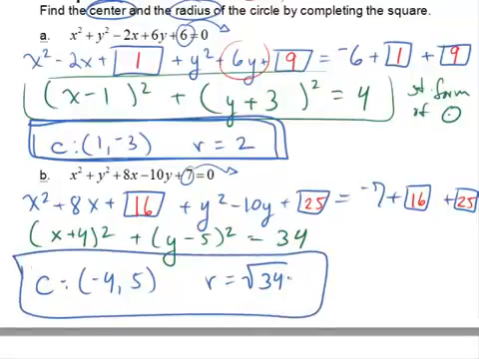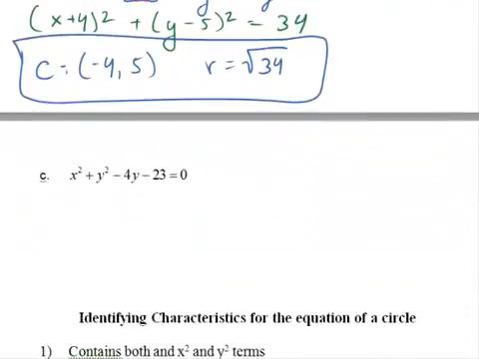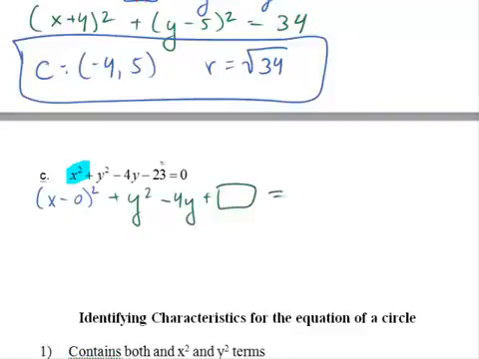Decimals are okay as long as you give me the radical or the fraction to go with it. In our next one here, notice it's a little different. There's an x squared, but there's no other x term. When that's the case, that's the same as saying it's x minus 0 squared. So actually, all we have to focus on is our y part. So y squared minus 4y plus box. That 23 has moved over, so it's positive 23 plus box.